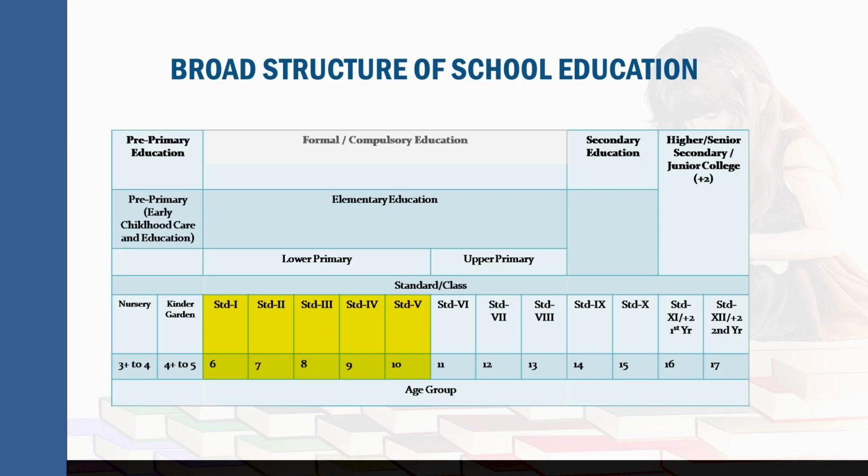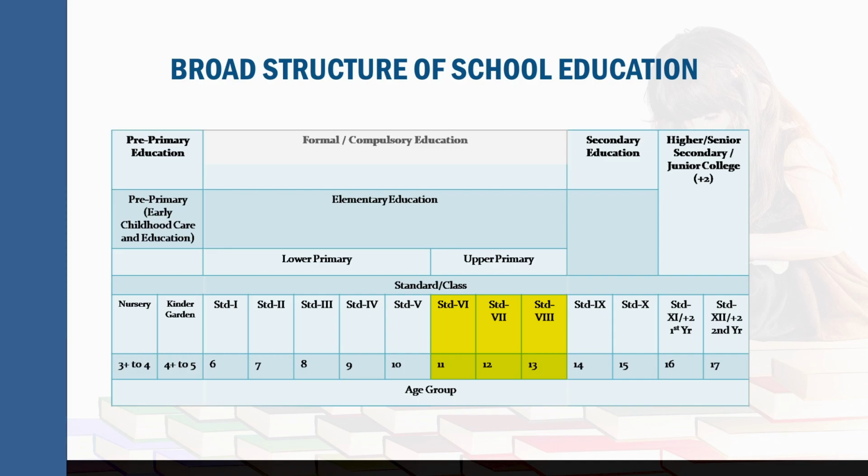It starts from class 1 and continues till class 5, and this is the part of elementary education. The age appropriation is: it starts at the age of 6 and continues till the age of 10. At the age of 6 plus, one can take admission in standard 1, then at 7 plus, standard 2. Accordingly, they will continue the lower primary stage of education.